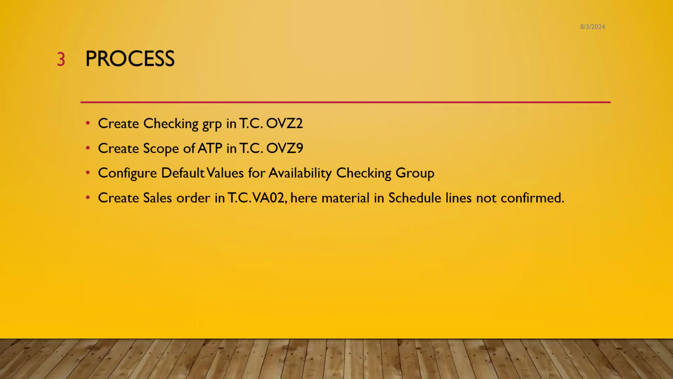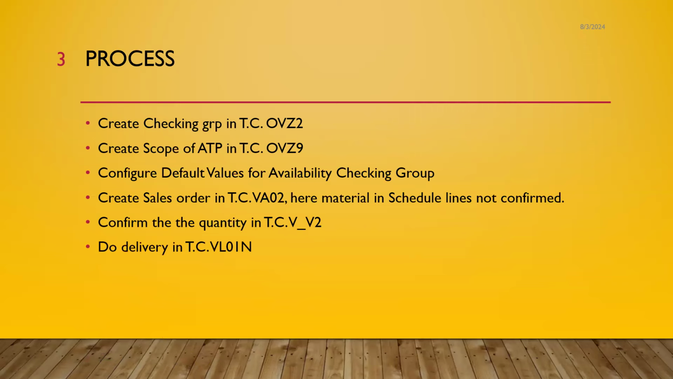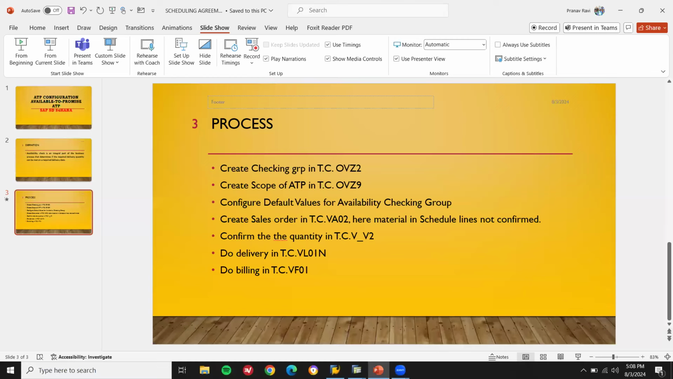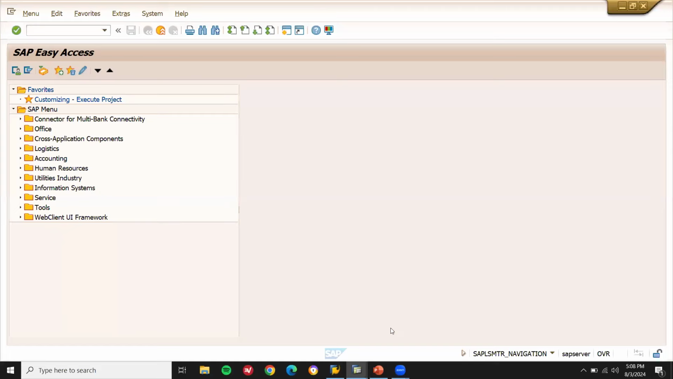Here, the material in schedule lines is not confirmed because ATP has been configured for the material. Then I'm going to confirm the quantity in CO09. Finally, I'm going to deliver it in VL01N and I'm going to build the delivery. Now let's go to the system.